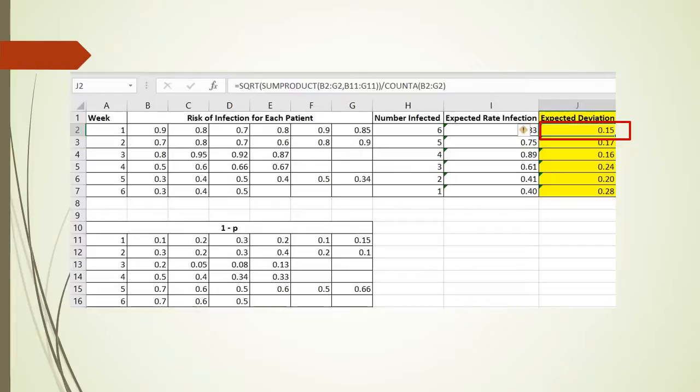For example, in the first week, we take the sum product of the risk of infections of each patient in week 1 and in week 1 of the 1 minus P table. Take the square root of this product and divide it by the number of patients, which in this case is 6. Repeat these steps for each week. Note that it is important to use the COUNTA formula in order to count the number of cells that are not empty.